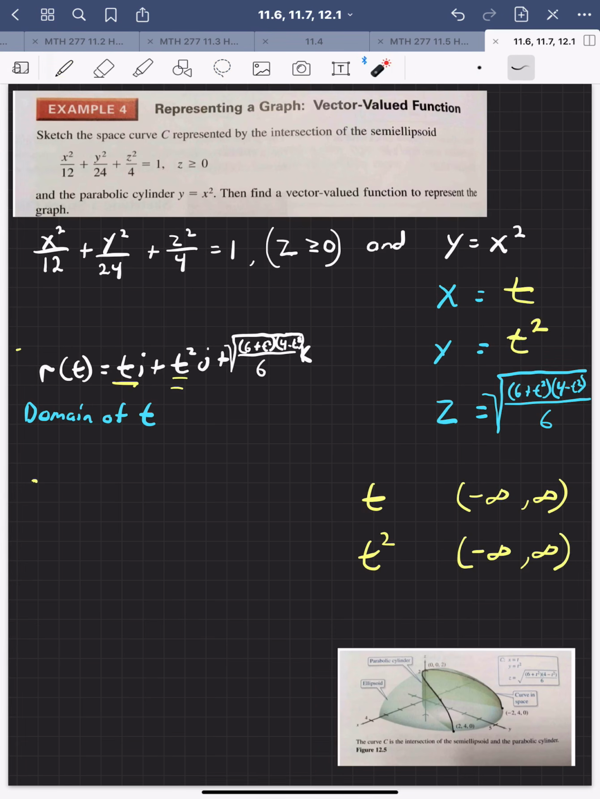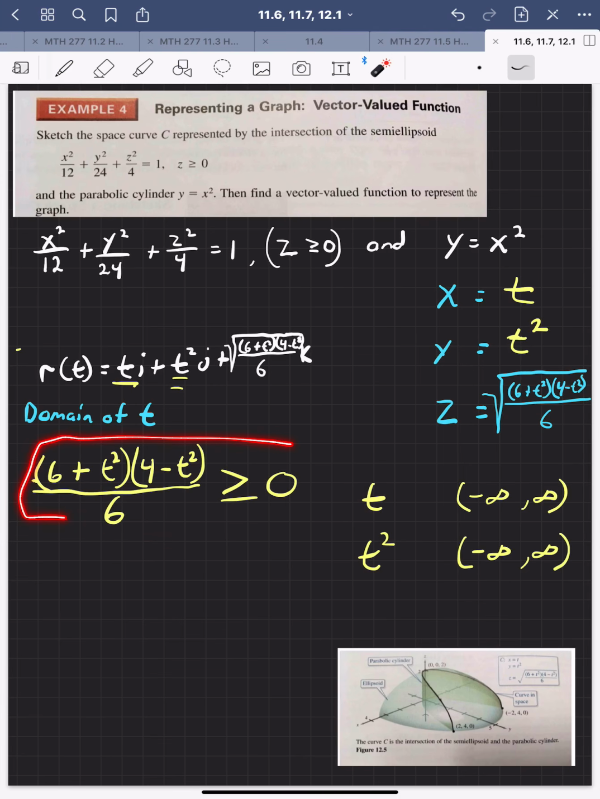Well, in the third component, we have a square root. So we know that this radicand has to be greater than or equal to 0. So let me write it. I'm going to take the radicand, 6 plus t squared times 4 minus t squared over 6, and form an inequality that must be greater than or equal to 0.